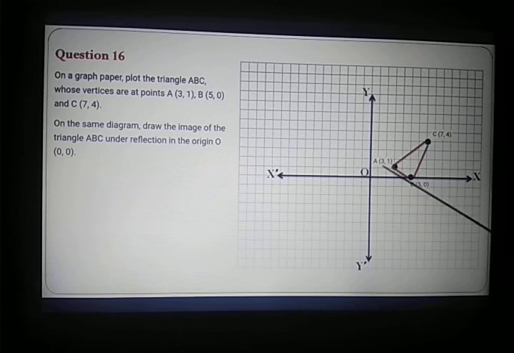So this 3 1 becomes minus 3 minus 1. As I said, both the signs will change, so minus 3 minus 1 is somewhere over there. Similarly, let's see what is the reflection of this. It will be minus 5, and negative of 0 is also 0 only, so it will be minus 5 0. Similarly, this 7 4 becomes minus 7 minus 4. Now let me call the image of A to be A dash, B to be B dash, and C to be C dash. Now at last we need to again join the lines. So this will be your answer.